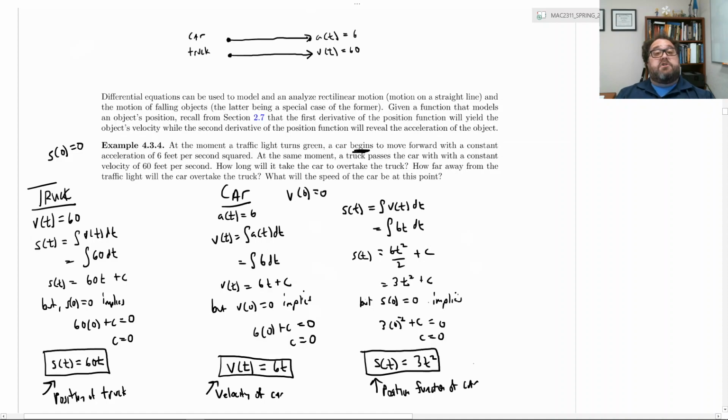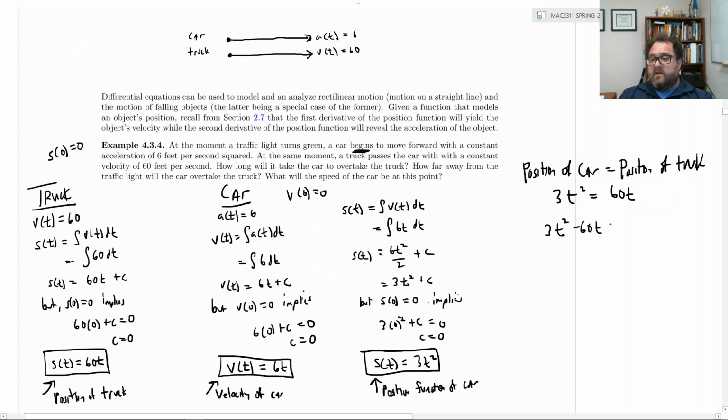Now, we want to know where the positions are equal. So we quite literally equate the position functions. So let's see, position of the car equals position of the truck. And what's that going to be? 3t squared equals 60t. That's a quadratic, so we can set it equal to 0 to solve. 3t squared minus 60t equals 0.